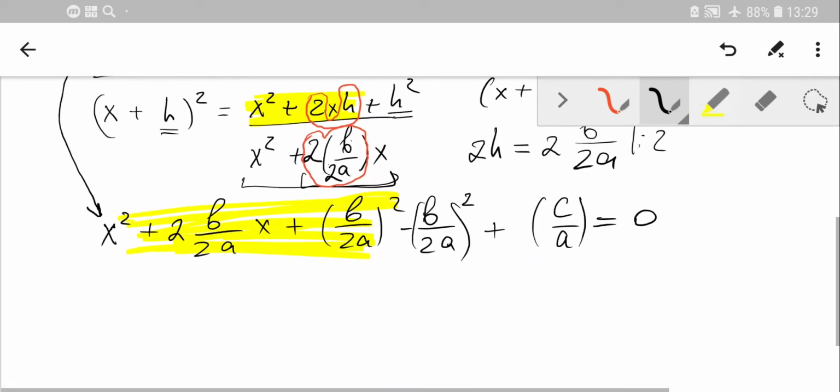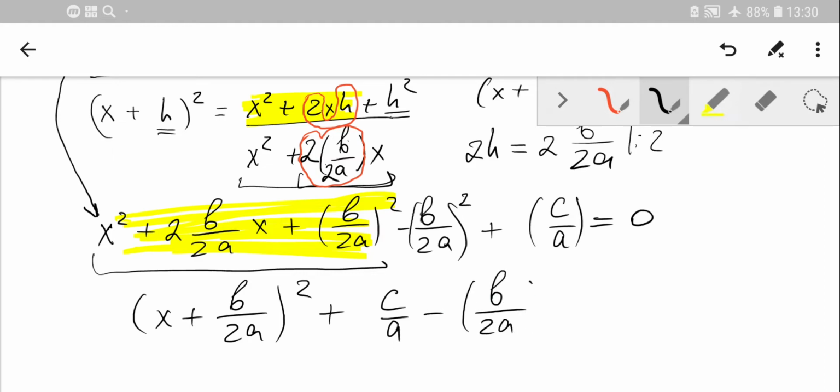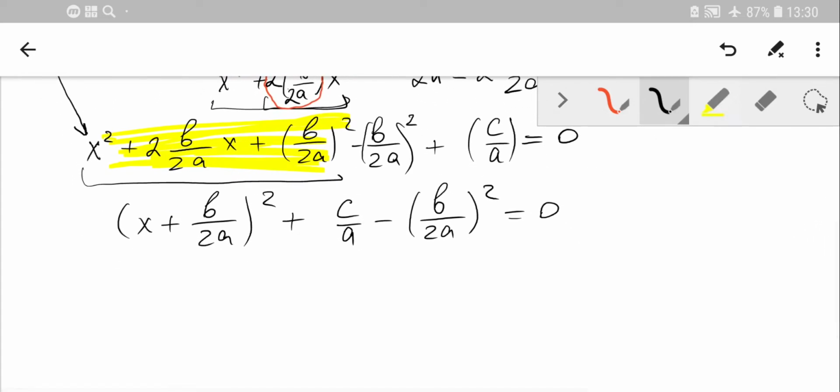Alright, so let's move on. This is what is called the completed square. So we have x plus b over 2a, squared, and then we also need the following term, c over a minus b over 2a squared. We equate to 0, and now you understand that we need to arrive at the simplest form of the quadratic equation. So we just want to take the simplest form of the quadratic equation.